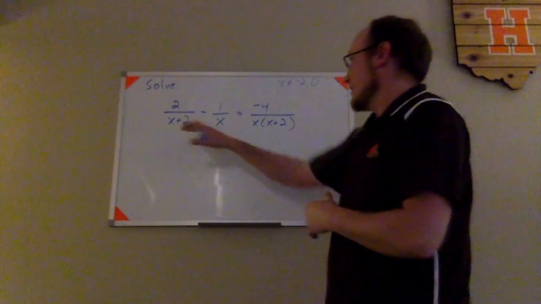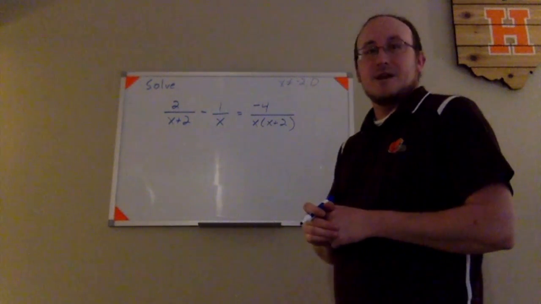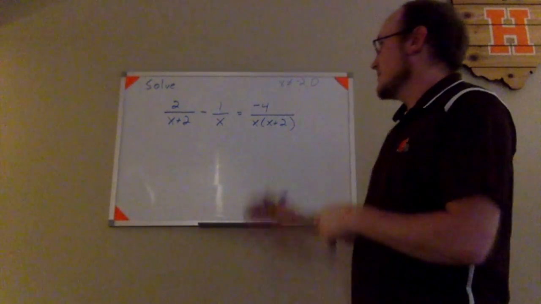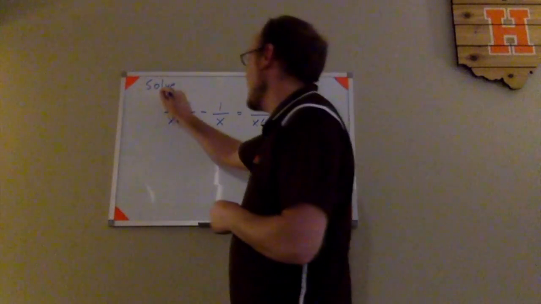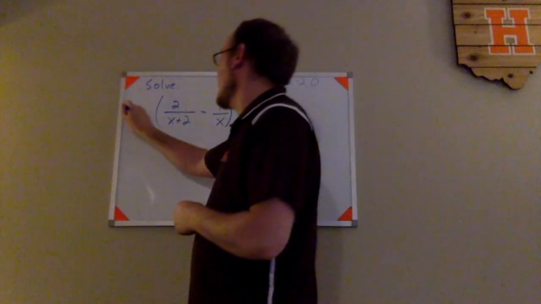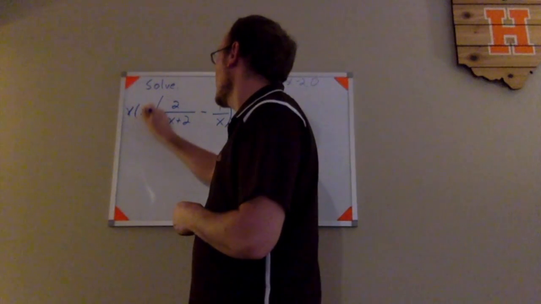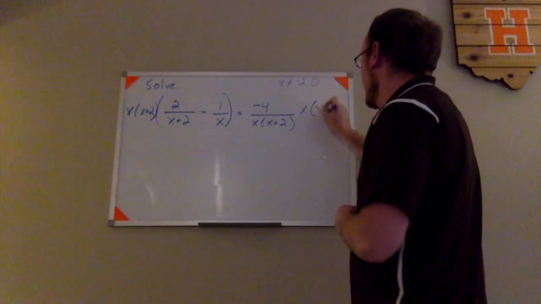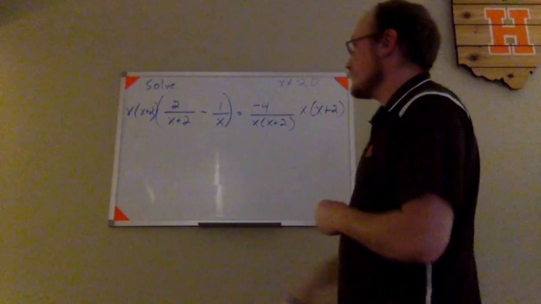So now, we look at this. The least common denominator here would be x times x plus 2. So we're going to go ahead and multiply both sides by that. This side of the equation is going to get multiplied by x and x plus 2. Same over here. It's going to get multiplied by x and x plus 2.